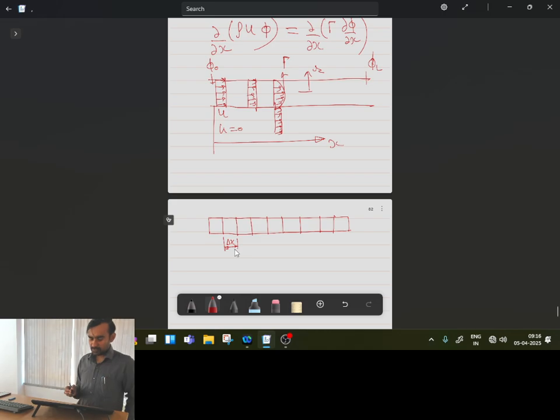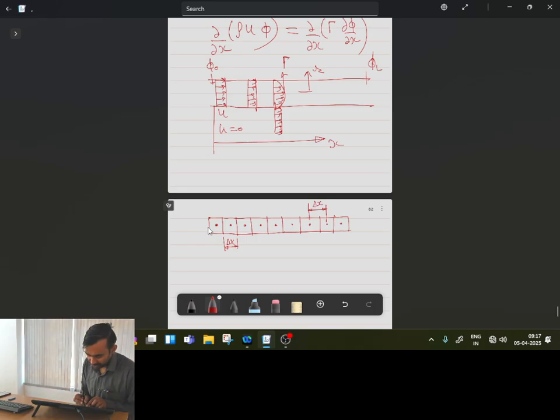If the size of the control volume is delta x, then we know that the values will be stored only at which points? Node points, which will be at the centroid of this control volume. If I consider all the control volumes are of uniform size, then the distance between two node points will also be delta x. Is this one clear?